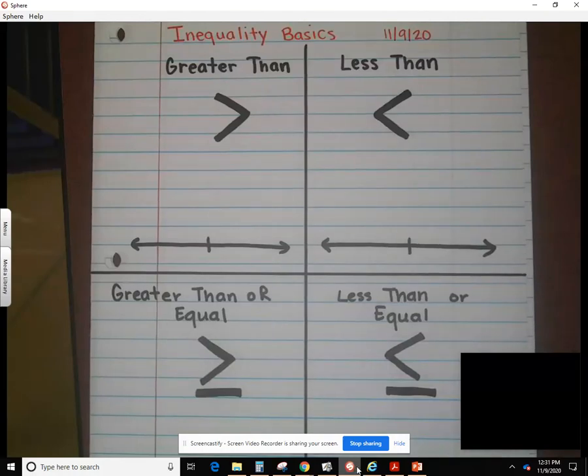So an inequality is something that is like an equation, except instead of having one answer, it has a multitude of answers. So it has one of these four symbols: the greater than symbol, the less than symbol, greater than or equal to, or less than or equal to. So I'm going to start by talking about greater than and less than.